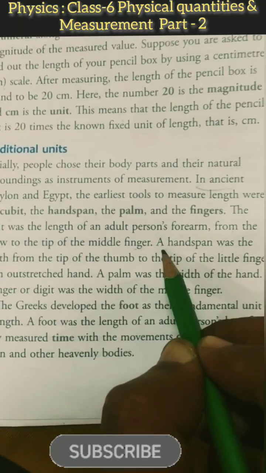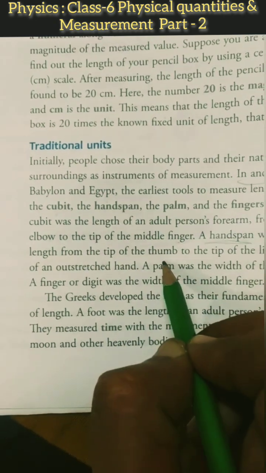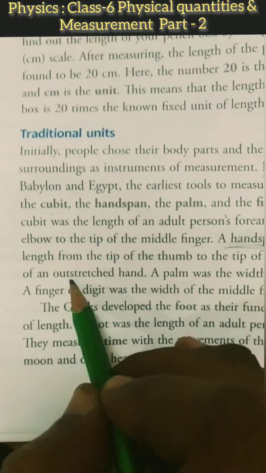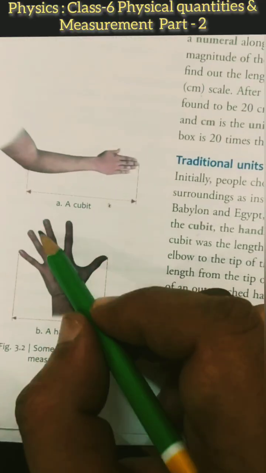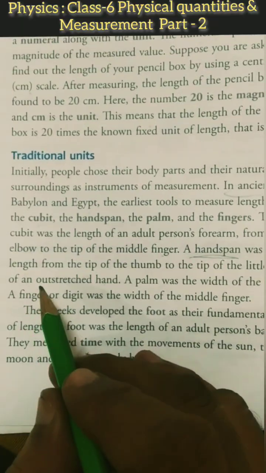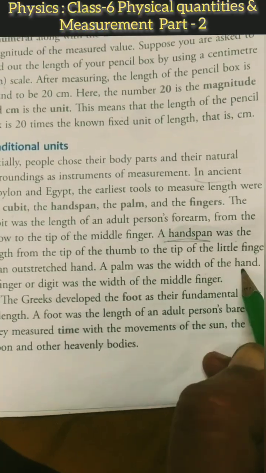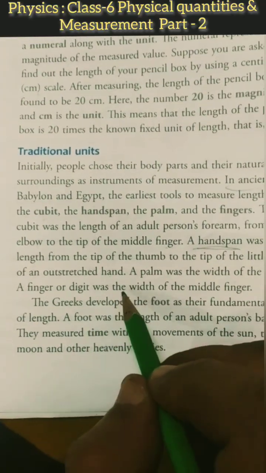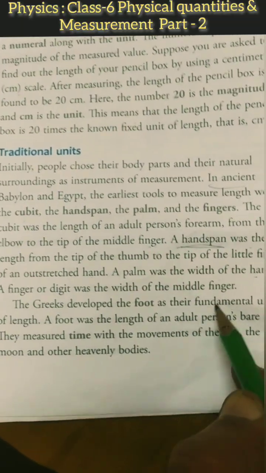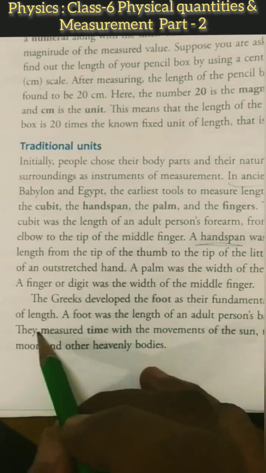Now, what is a handspan? A handspan was the length from the tip of the thumb to the tip of the little finger of an outstretched hand. This is the outstretched hand, from the thumb to the little finger. A palm was the width of the hand. A finger or digit was the width of the middle finger. The Greeks developed the foot as their fundamental unit of length.